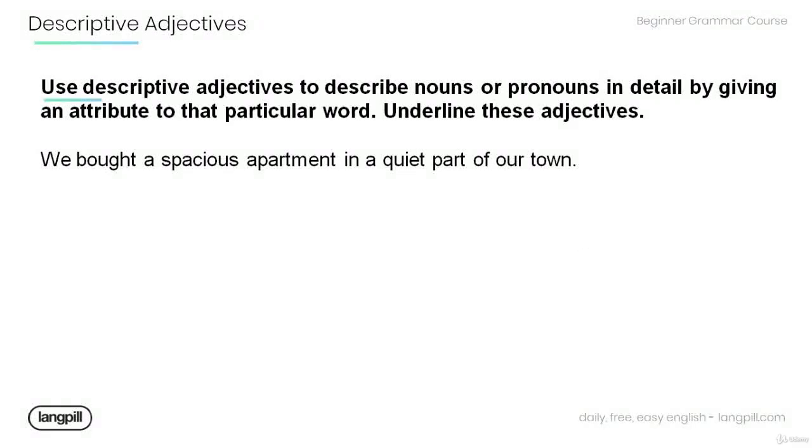Now let's review the use of descriptive adjectives and practice a bit. Remember that we use descriptive adjectives to describe nouns or pronouns in detail by giving them an attribute to that particular word. Read the following sentence and underline these adjectives. We bought a spacious apartment in a quiet part of our town. Spacious, quiet.